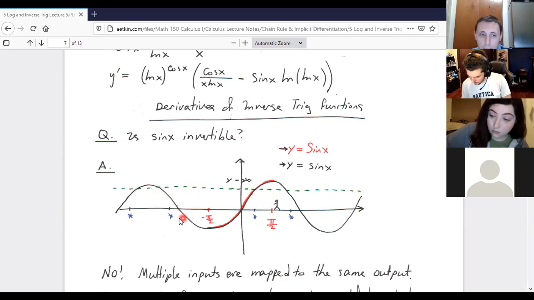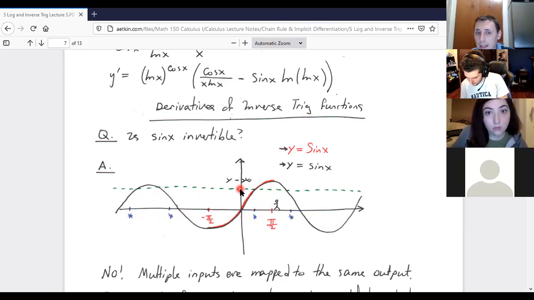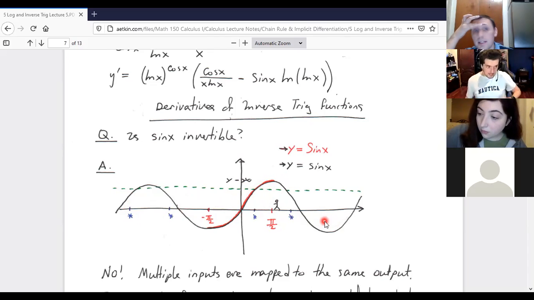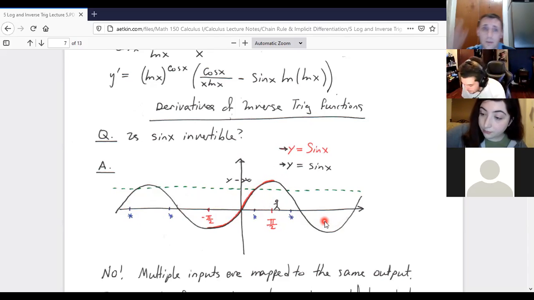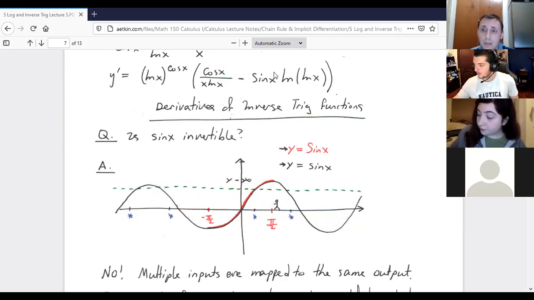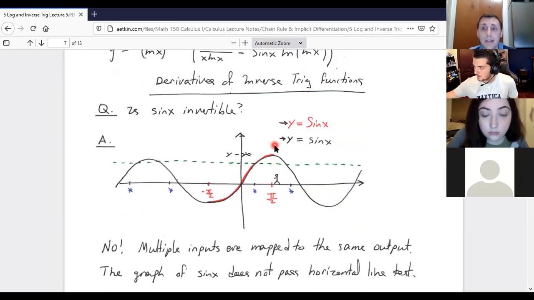It means that you see where you see those blue stars? Those blue stars are all mapped to the same value y. So I cannot find the inverse of that particular green point on the y-axis because it has several, in fact, infinitely many inputs that produce it. So that means that sine is not an invertible function. You with me? Right?